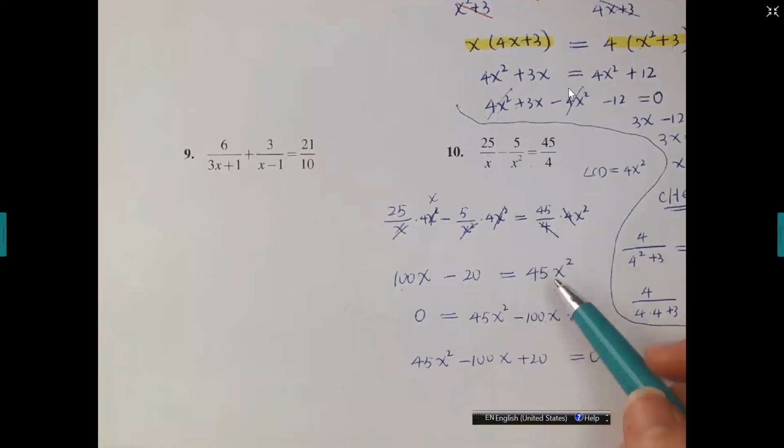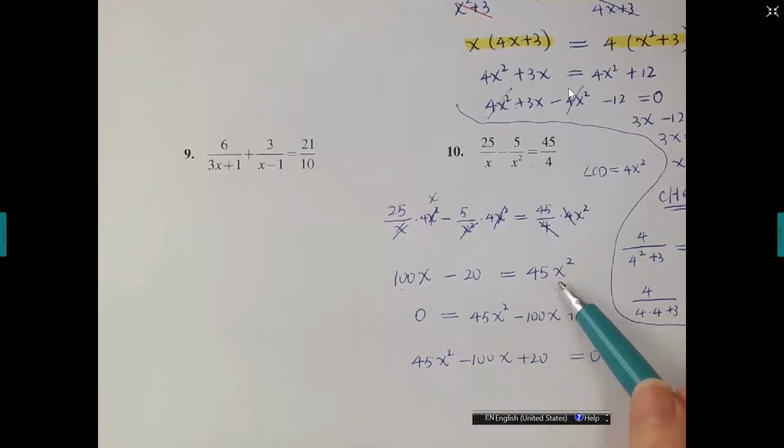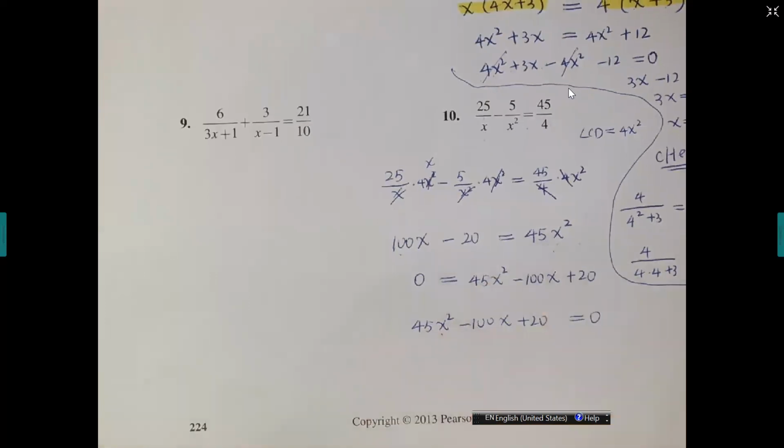If you want, you can also ask, Professor, can I move this term to the left? Yes, we can. But personally, I do not like a negative coefficient for the x squared. So I move everything to the right, then I just switch the two sides to make sure the x squared term always has a positive coefficient. Nothing is different. You can just follow your own way. You can choose either way.